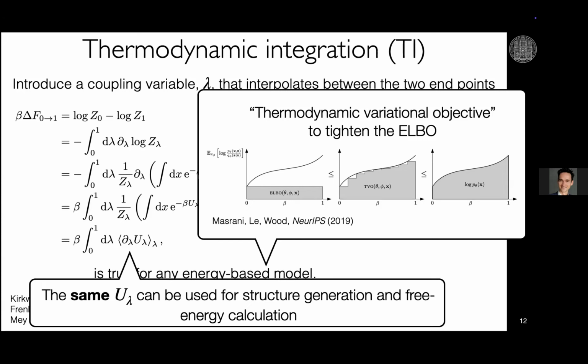And so we're going to use the same energy function twice, once for the structure generation, and then we'll use it to compute these free energies. And so we're getting the free energy for free, in that we train the model just to do structure generation, and then we'll use this equation to compute free energies. But our training has never seen any free energies, right?